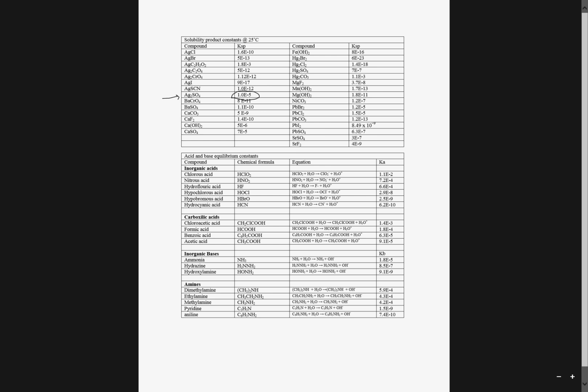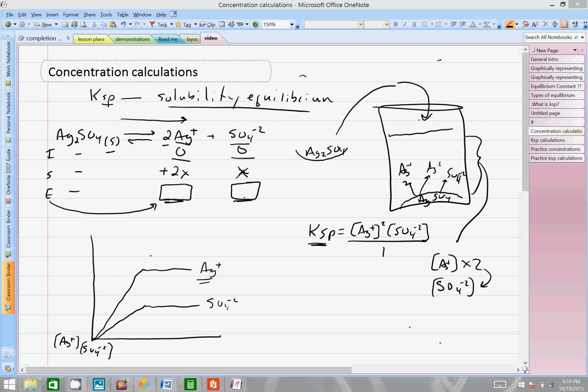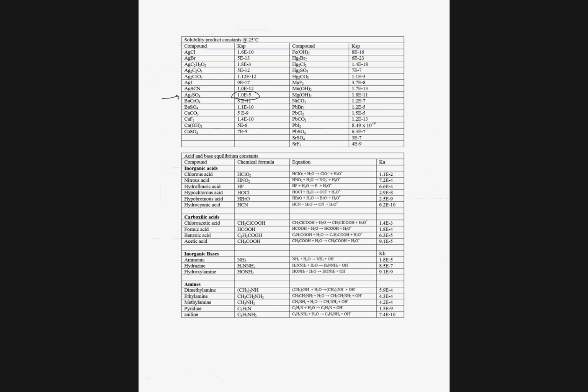Okay, now because when you multiply these two values together, you get the KSP. You should be aware that a higher KSP is going to signify a more soluble substance. So in this case, you could look at this table here and say, okay, well, look at all these values and look how small they are.